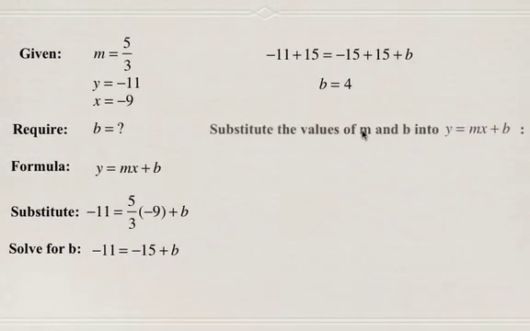Now we sub our values of m and b into y equals mx plus b. M is 5/3 and b is 4. So the equation of our line is y equals 5/3x plus 4.